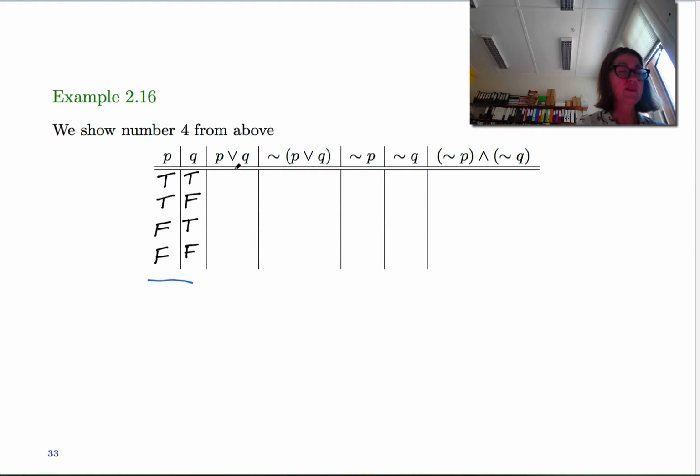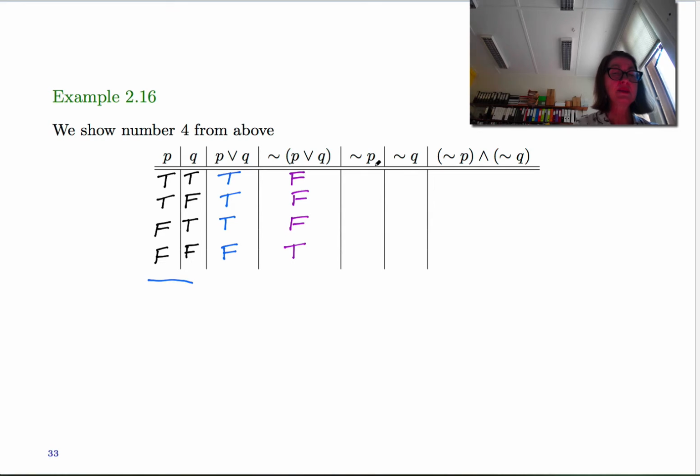The first thing we're going to do is figure out what the disjunction of P and Q is. So this reads P or Q, and of course it's true when they're both true, true when one of them is true, and false when both of them are false. And then the next column is a negation of the disjunction. So I've got my P or Q, and now I'm going to negate that. That just means wherever I've got a true, I now have a false. So this is false, false, false, and true on the bottom.